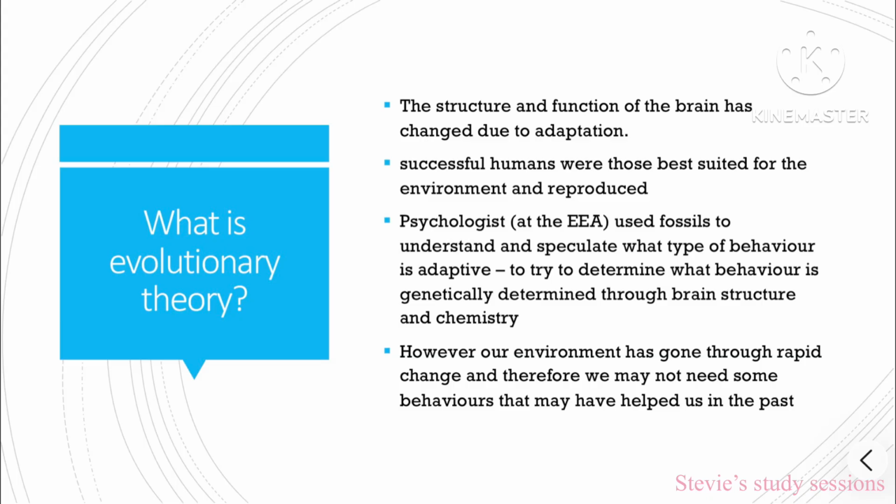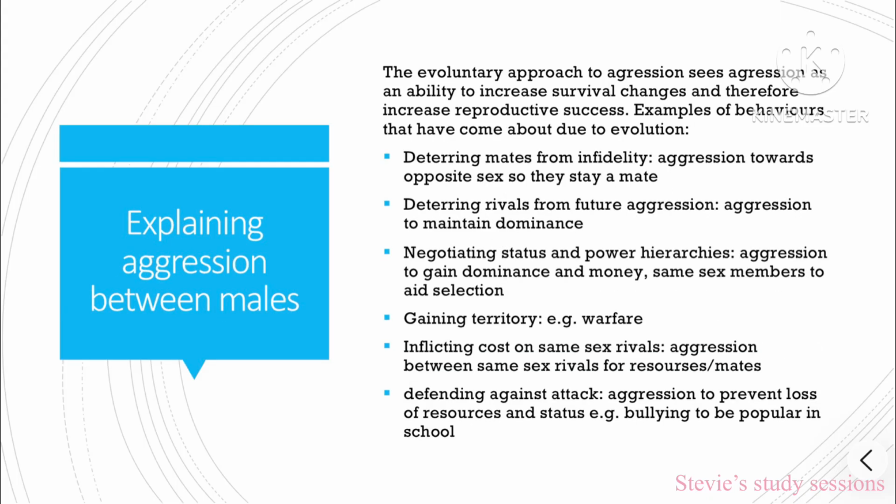However, our environment has gone through rapid change and therefore we may not need some behaviors that may have helped us in the past. For example, aggression. Explaining aggression between males. The evolutionary approach to aggression sees aggression as an ability to increase survival chances and therefore increase reproductive success. Example of behaviors that have come about due to evolution.